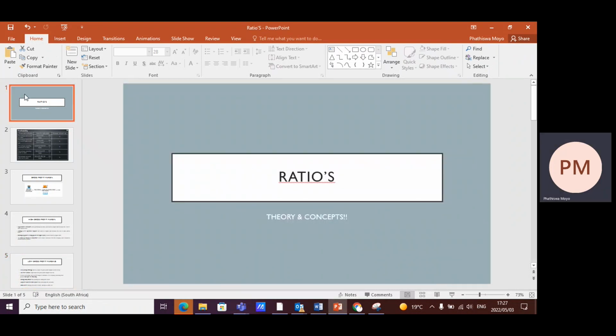I'm doing the ratios. Okay guys, it's ratios, theory, and concepts. So I'm just going to be doing one video per ratio. I'm not going to lump them up because there's lots of them. So I'm going to start with profitability ratios.